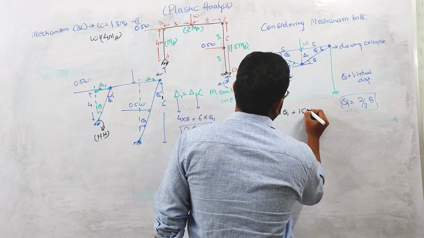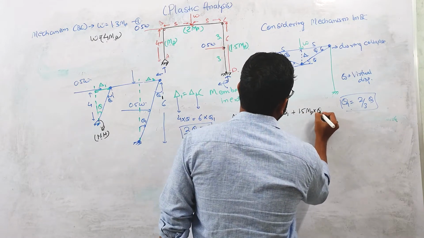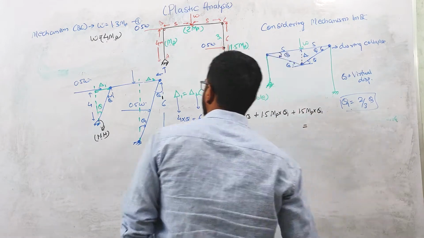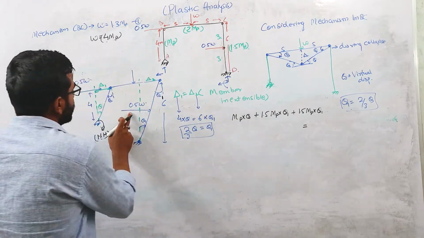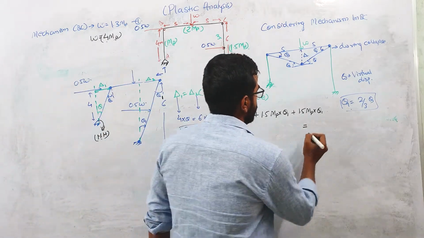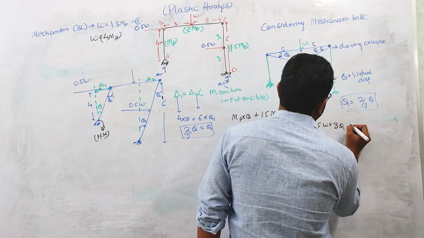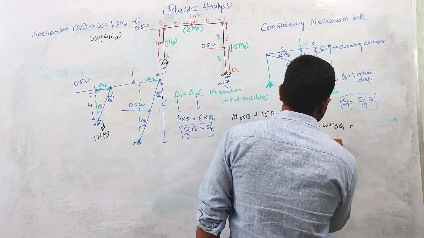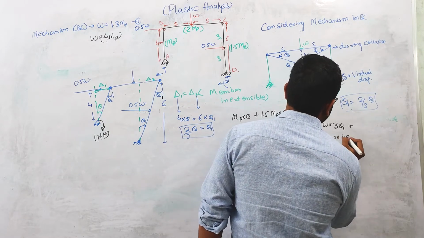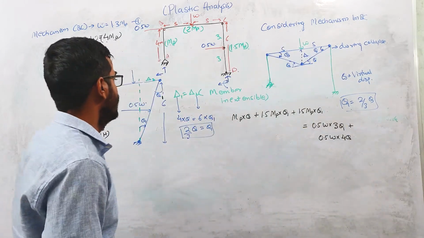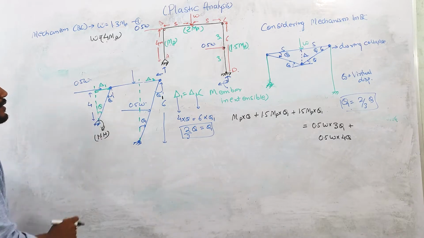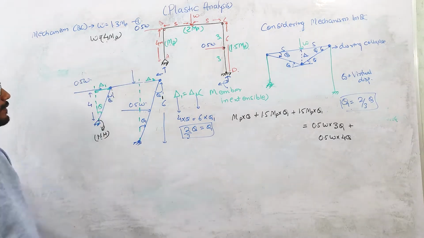Plus 1.5 mp into theta 1, which equals the external work done. What is the external work done? External work done will be 0.5 w into 3 theta 1 plus 0.5 w into 4 theta. Okay, external work done will be due to this load and this load. There is no external work done due to this load.